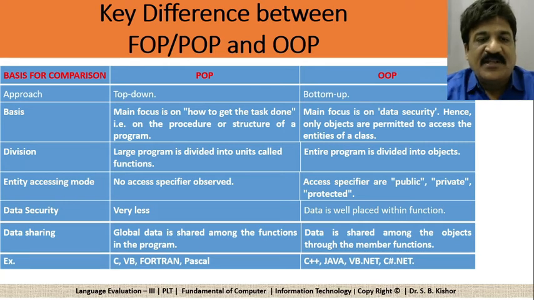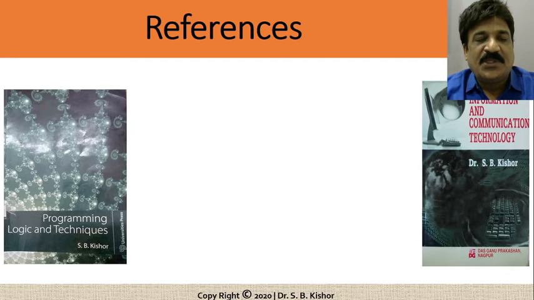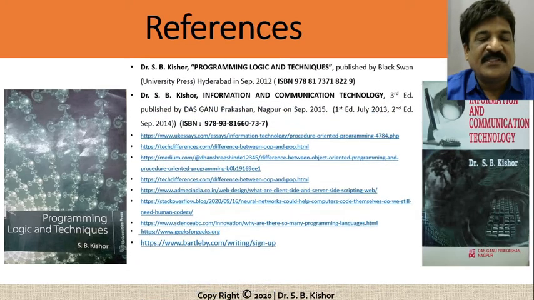Now examples: C, VB, Fortran, Pascal are some of the function-oriented programming languages, while C++, Java, VB.NET, C#.NET are some of the examples of the object-oriented programming concept. So I hope that you understood all the points that we have discussed in today's session.